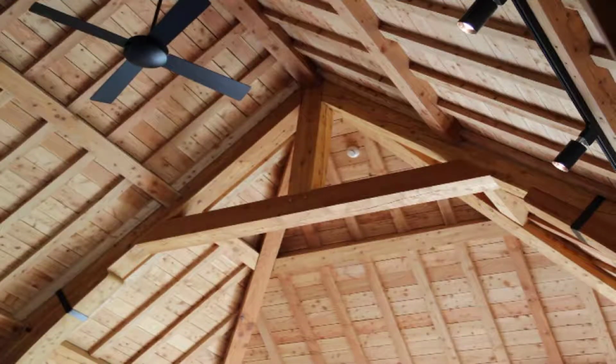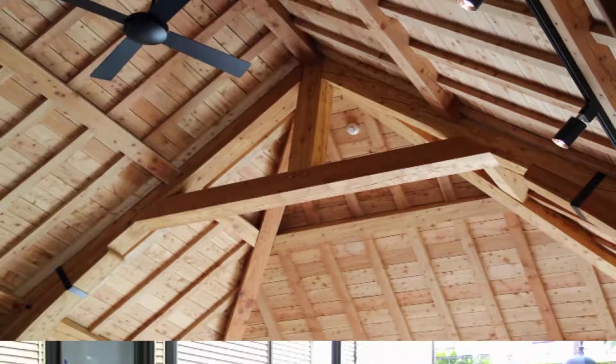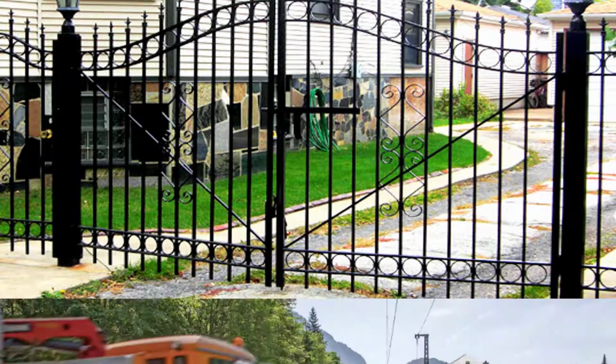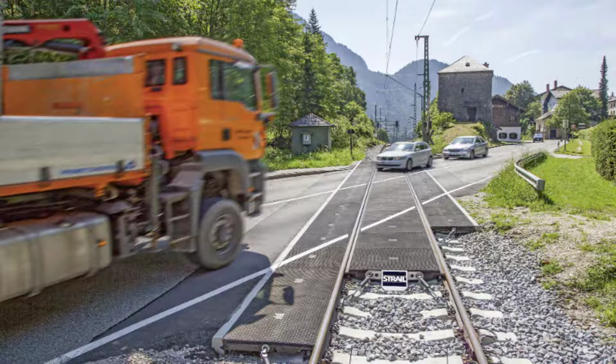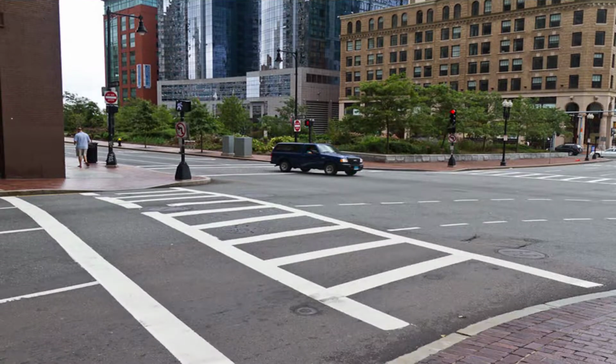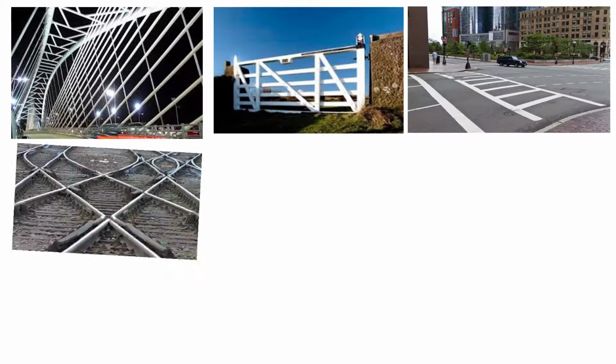Horizontal beams laid on the buildings to support the roof. Gates of the compound walls. Road across the railway crossing. Iron rods used for construction of bridges. Zebra crossing across the roads. All these are few life-oriented examples of the application of the transversal axioms.